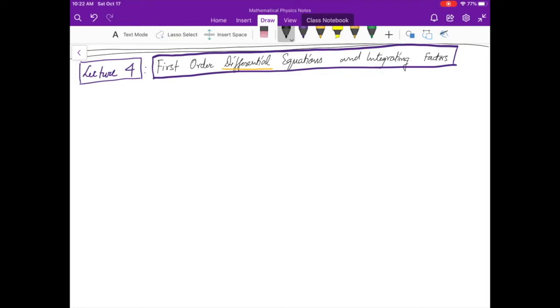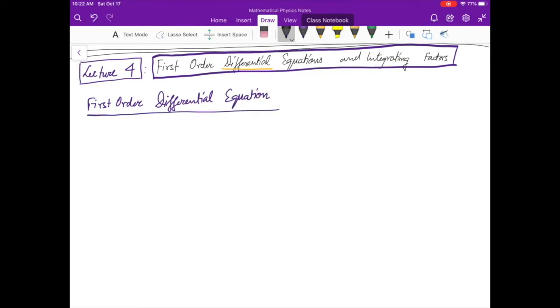So differential equations have many forms, but of them we are trying to do the first order differential equations. So first order differential equations, that's the topic for today's discussion, and some of the ways in which they can be solved.